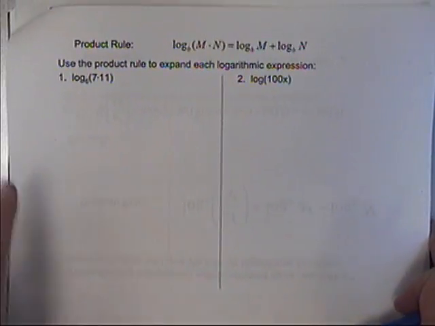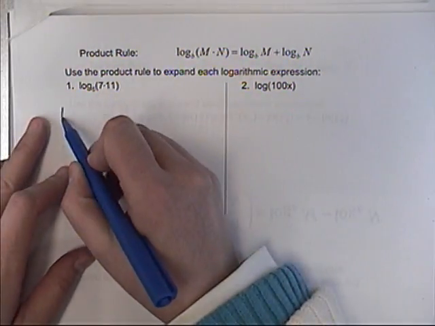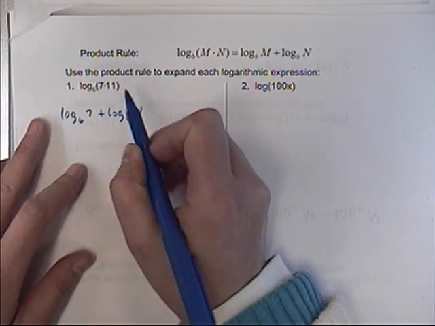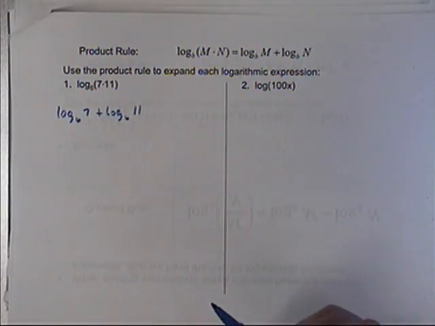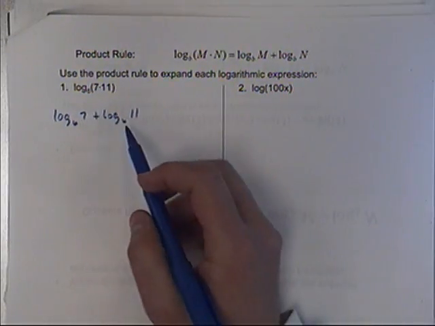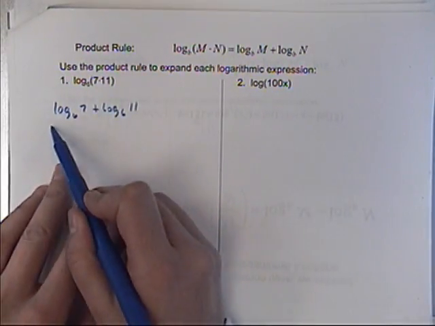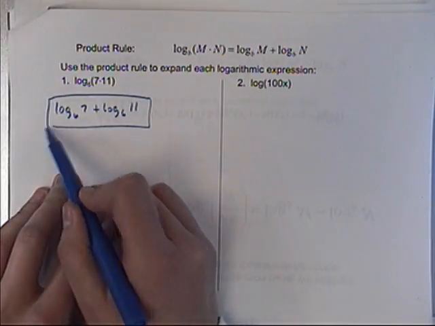So, other examples of the product rule, and I've written it up here at the top. We will write this as log base 6 of 7 plus log base 6 of 11. And you might think that, hey, we can simplify that, but actually no, that's kind of it, because there is no power of 6 that gives you 7 or 11. I mean, if this was 36, that would be different, but no, that's it.